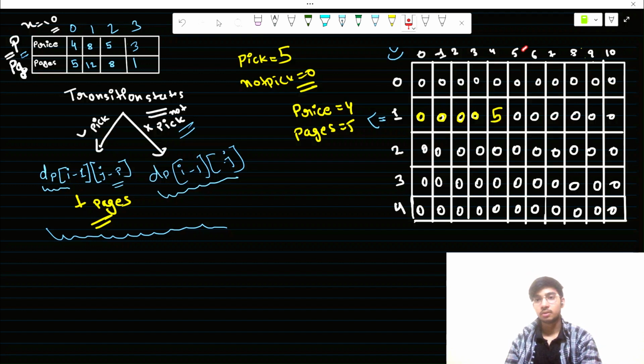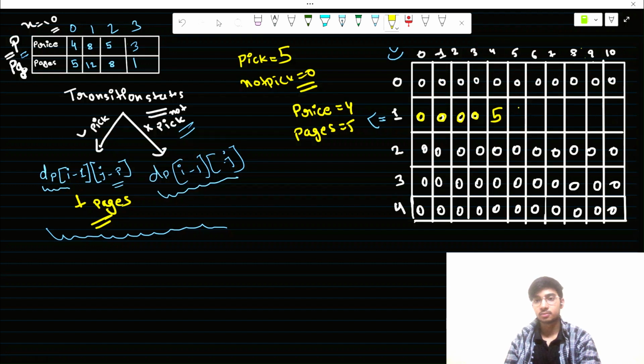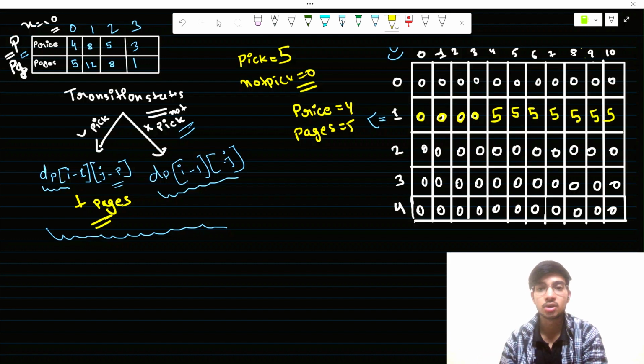Similarly for 5, 5 minus 4 is 1. You are looking at the 1, which is 0. 0 plus 5 is 5. So the pick value is 5. The not pick value is 0. The maximum is 5. So for all of these, the value is going to be 5. This is how you can fill for index 1.